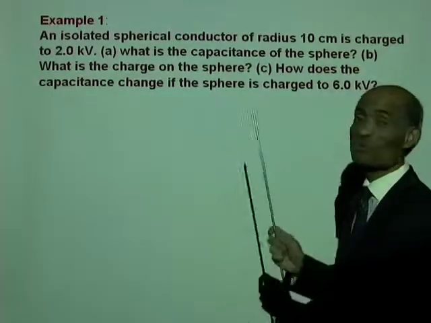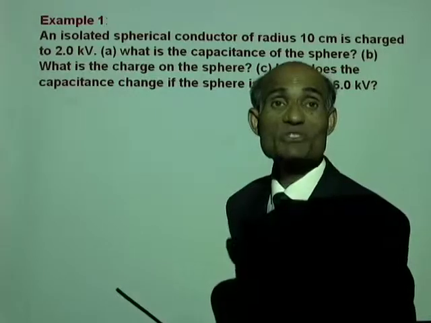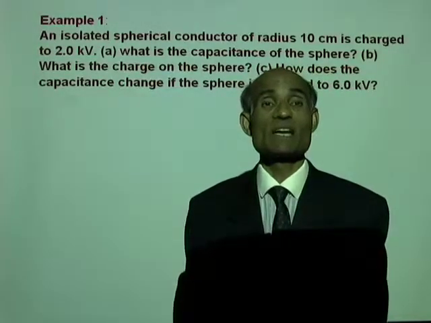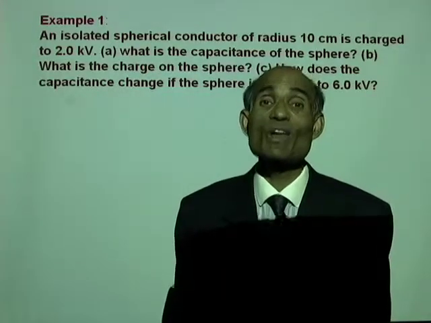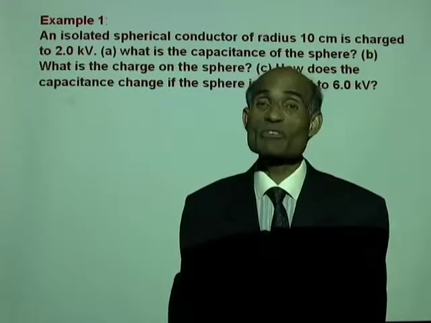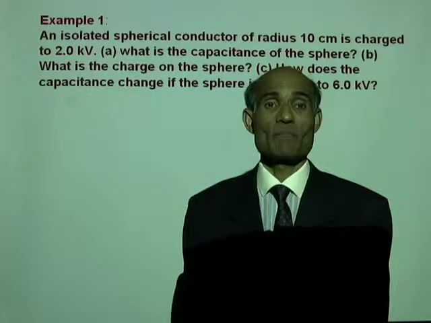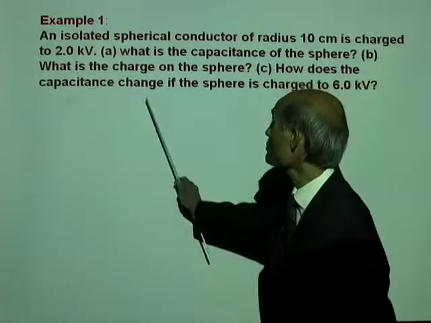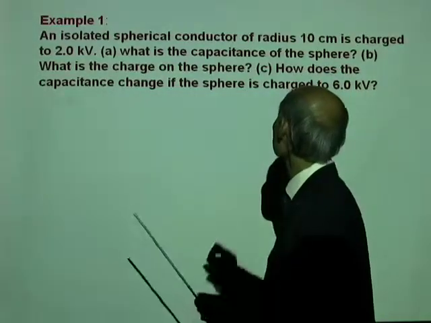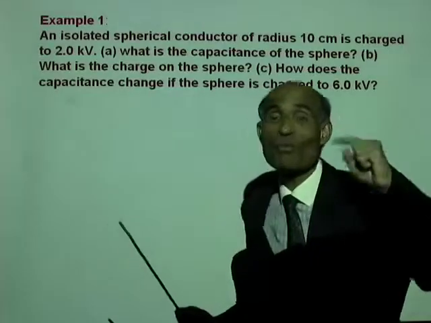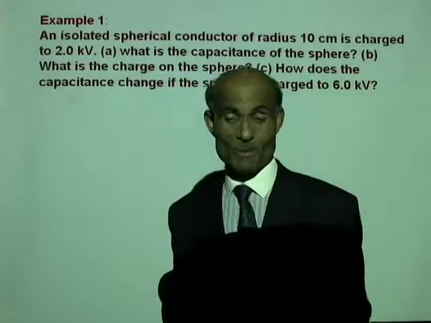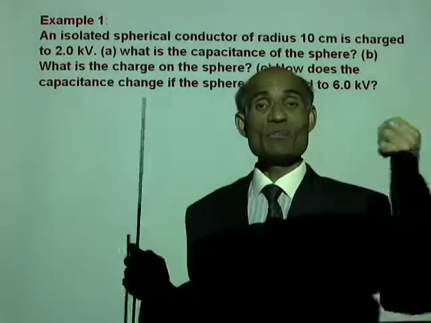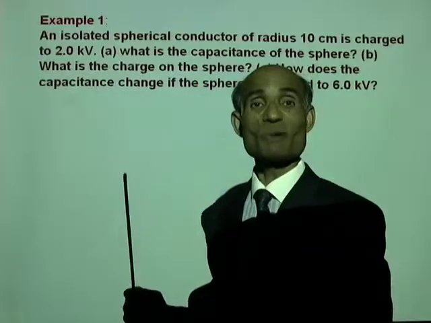Okay, let's do a problem. An isolated spherical conductor of radius 10 centimeter is charged to 2 kilovolt. What is the capacitance of the sphere? What is the charge on the sphere? How does the capacitance change if the sphere is charged to 6 kilovolt? Well, you can actually answer all of these questions in one line, if you understand every concept we talked about so far.